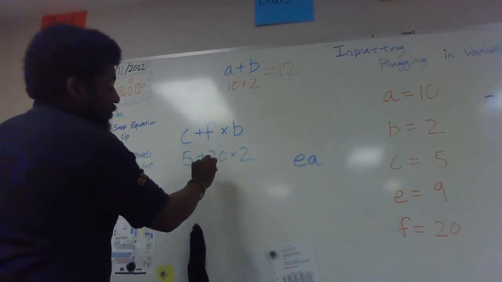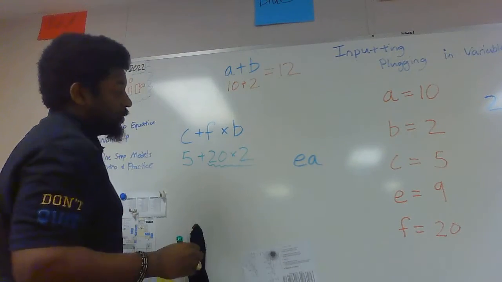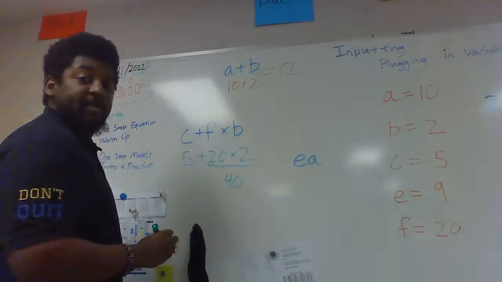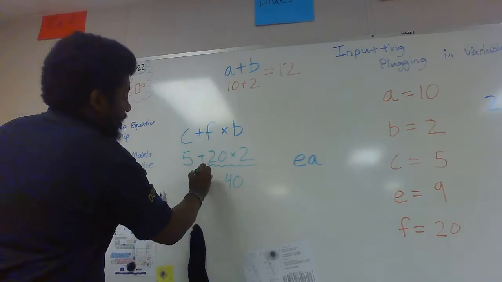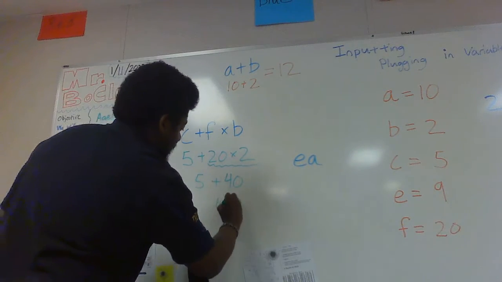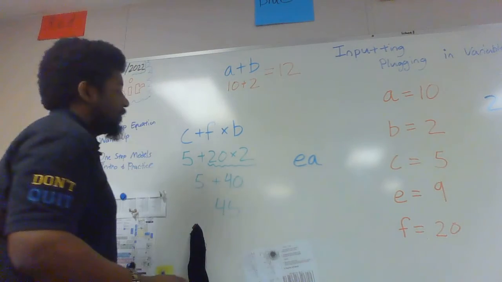So I'm actually going to do my multiplication first. 2 times 20 is 40. Now I can bring down the rest of my math. 5 plus 40 is 45.